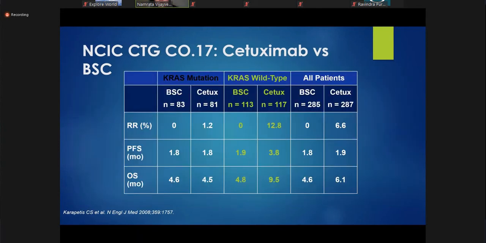Then in this study, you had the wild type, as you can see, these are the numbers. Response rate was 13%. PFS was better. Overall survival was significantly better, 4 versus 9 months. Literally, the hazard ratio was 0.4 something. So it's definitely an active drug in this disease.